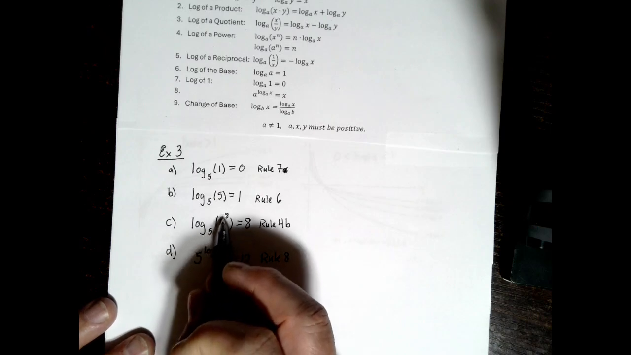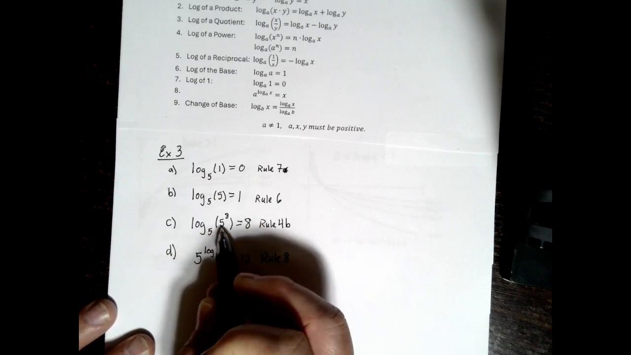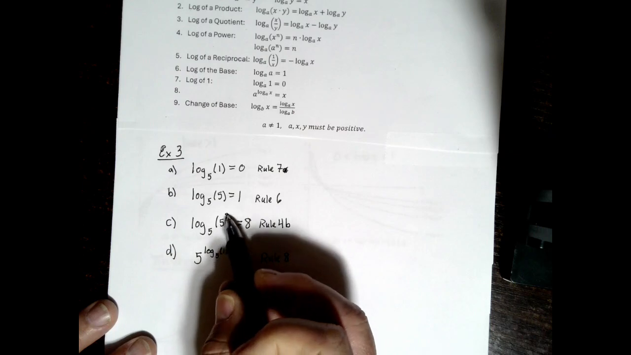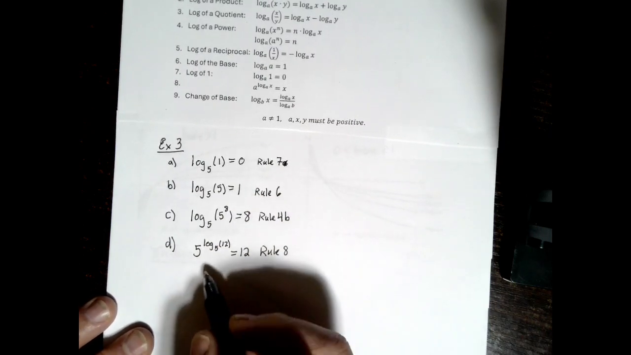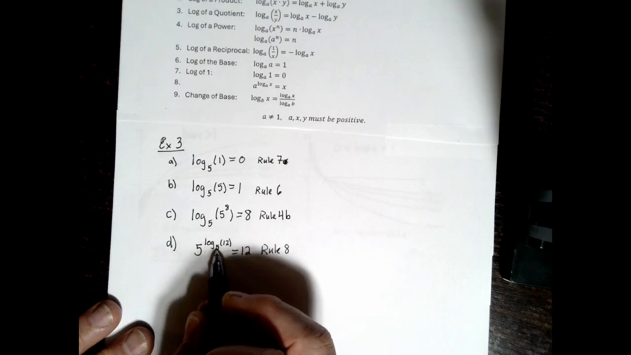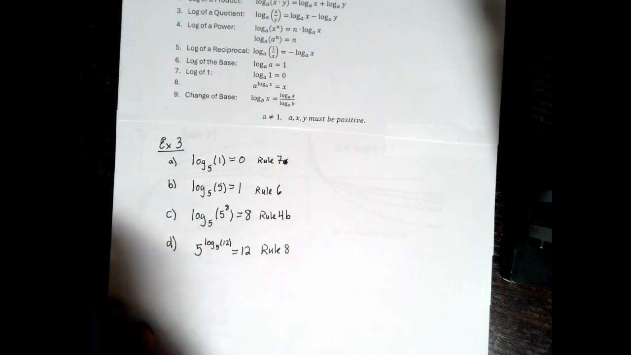Log base 5 of 5 to the 8 equals 8. That rule you'll use a lot, which says that these two bases match. The answer is just the exponent. And then this one is that weird rule 8. 5 raised to the log base 5 of 12 equals 12. And that's rule 8.